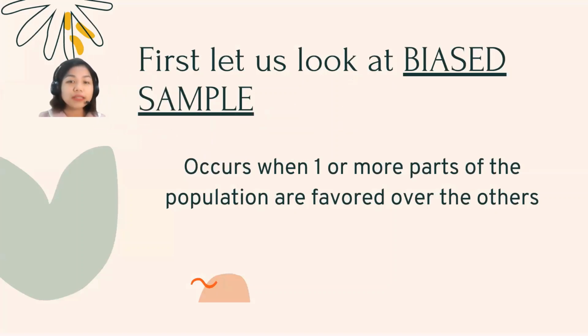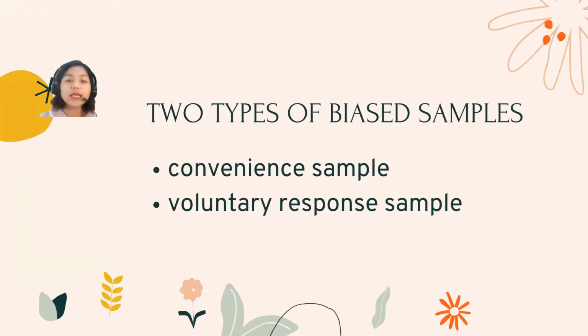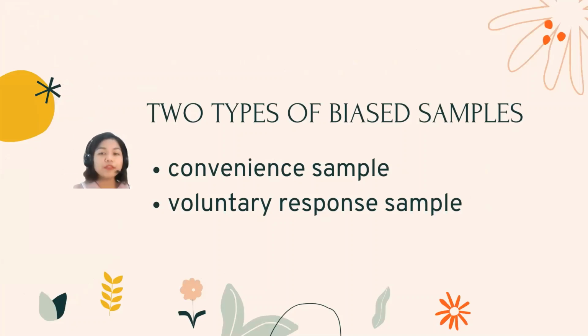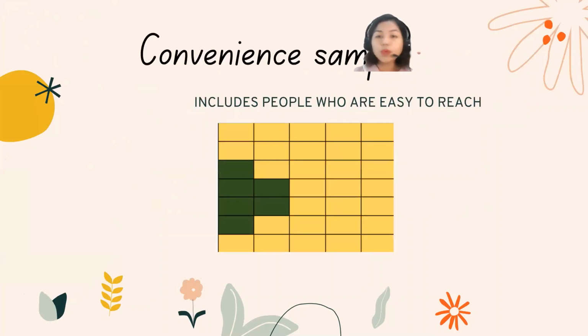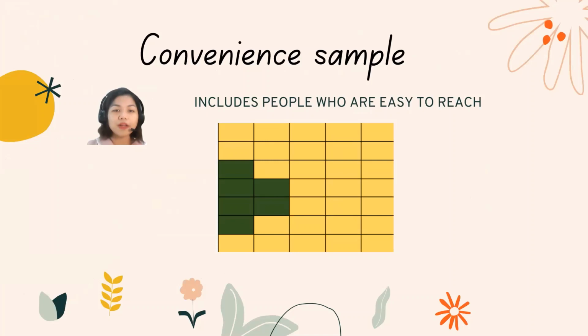Now, first, let's look at what is bias sample all about. So this occurs when one or more parts of the population are actually favored over the others. Again, there is no randomization. Kaya nga tinatawag siya na bias sample or sampling. So there are actually two types of a bias sample. First, we have this convenience sample. Then we also have this voluntary response sample. So let's try to take a look on what are the sampling techniques all about.